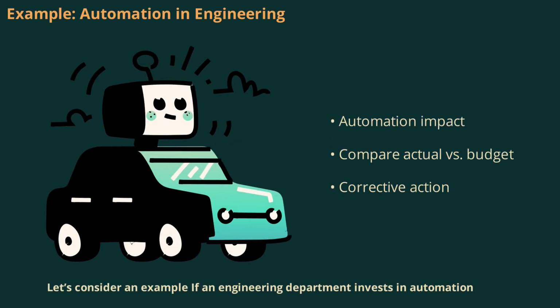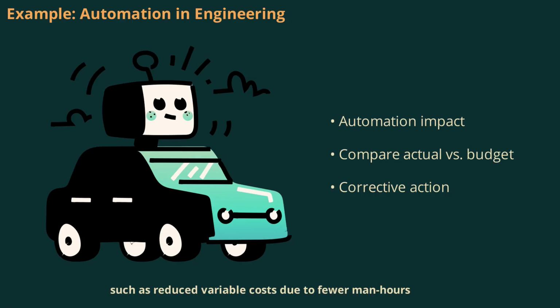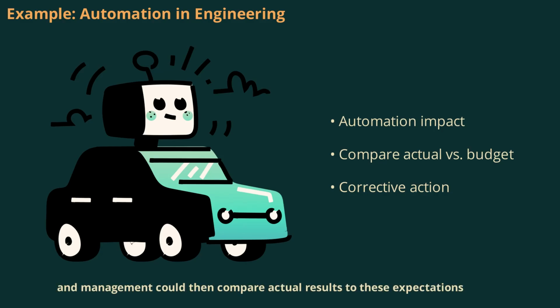Consider an example. If an engineering department invests in automation, the performance report will reflect the impact, such as reduced variable costs due to fewer man-hours. Budgeted reports would show lower expected costs, and management could then compare actual results to these expectations. If efficiency or profitability drops, upper management can discuss corrective action with the department manager to address unfavorable variances.